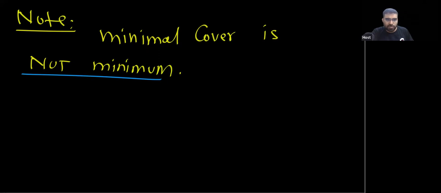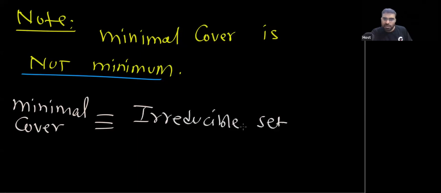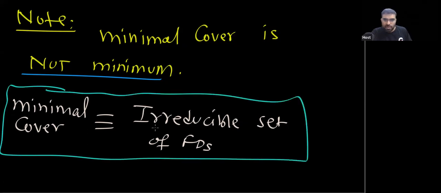Minimal cover, what does that actually mean? What is the correct word for minimal cover? Which word is a better word for minimal cover? That is irreducible set. This is actually a very good word. Irreducible set of FDs. So remember, minimal simply means irreducible. Is this clear? Did you understand this? Please tell me.